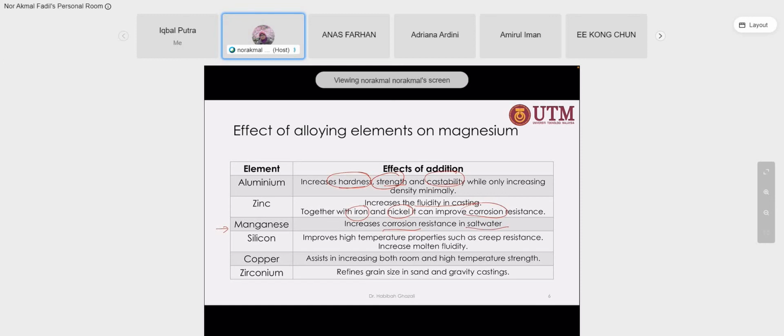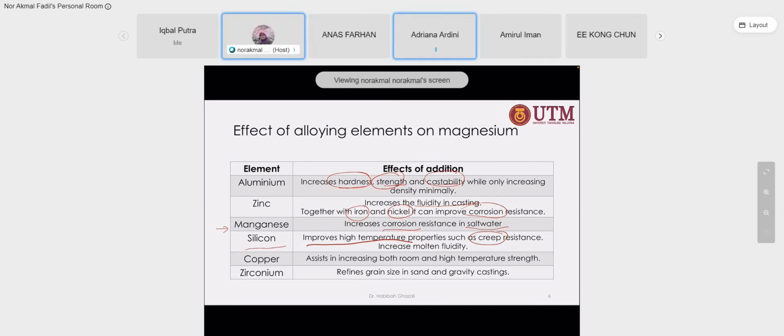salt water, okay. And the silicon, basically we add silicon purposely if we have a component that requires a casting process, and besides it also improves the melting point, okay, the stability at high temperature. And if you can improve the melting point and the stability at high temperature, meaning that the material is stable and resistant to creep, because creep basically occurs at a temperature of 1/3 of its melting temperature.